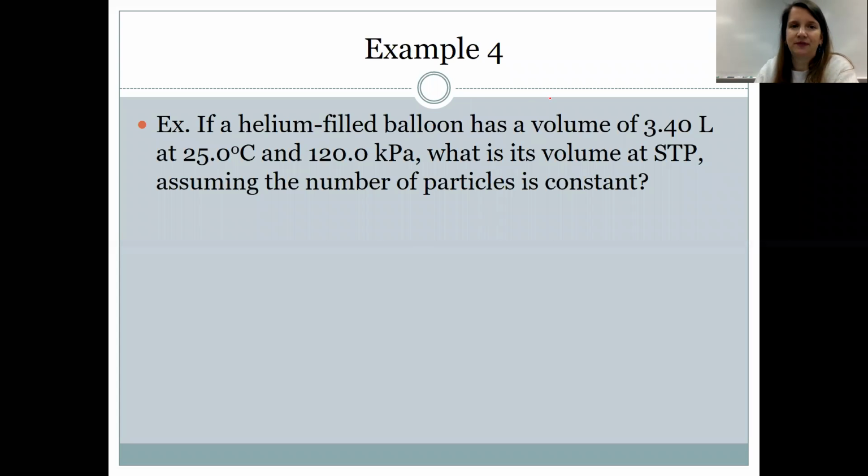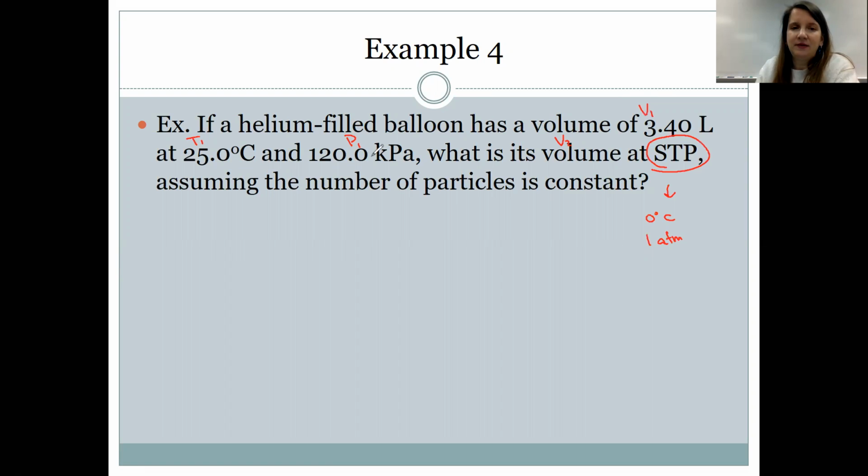All right, next question. We've got a helium-filled balloon that has a volume of, so this is our V1, 3.40 liters, and a temperature of 25 degrees Celsius and 120 kPa. kPa is a unit of pressure. What is its volume at STP, assuming the number of particles is constant? Now, don't forget, if you see STP, that's giving us valuable information. That's telling us that we're at 0 degrees Celsius and 1 atmosphere of pressure.